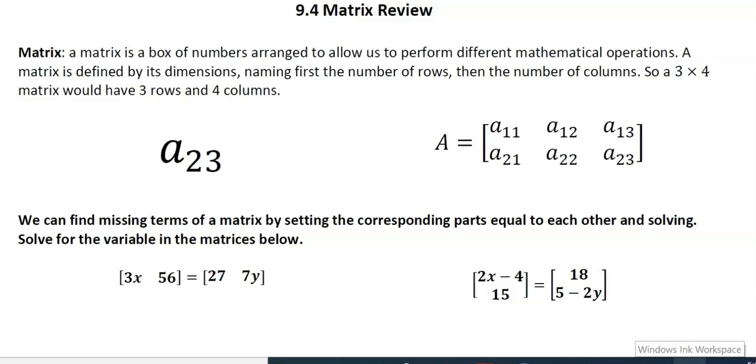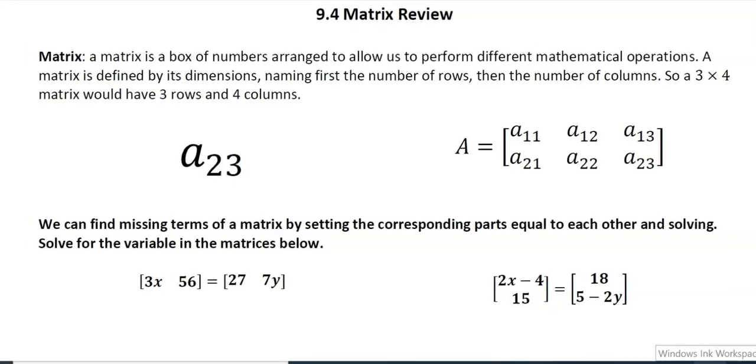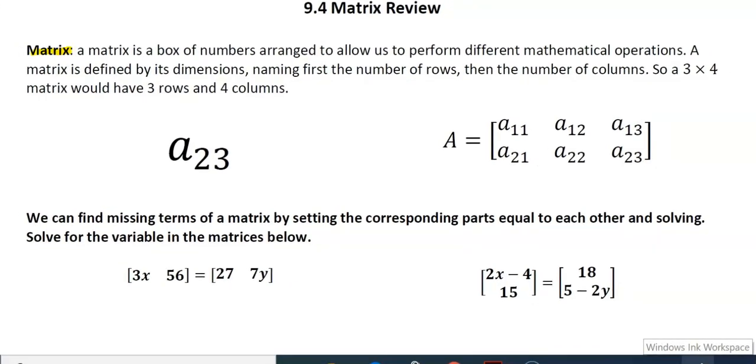And we'll be reviewing some of the things that you have learned in the past on matrices, maybe learning some new things as well about matrices. A matrix is a box of numbers arranged to allow us to perform different mathematical operations. A matrix is defined by its dimensions, naming first the number of rows, then the number of columns. So a 3 by 4 matrix would have 3 rows and 4 columns.